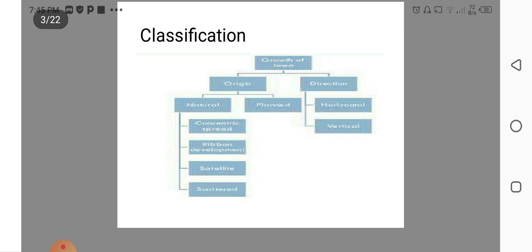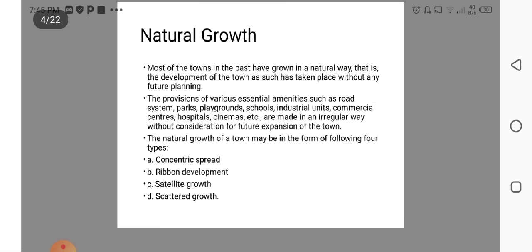Classification according to the origin and direction. We'll be discussing one by one. Natural growth. Most of the towns in the past have grown in a natural way. That is, the development of the town has taken place without any planning or future planning.